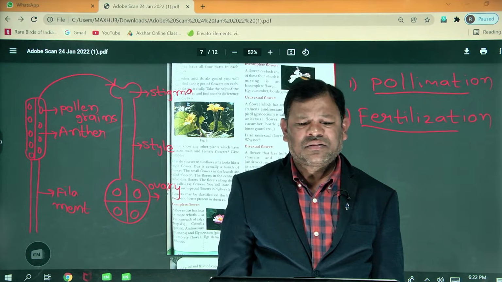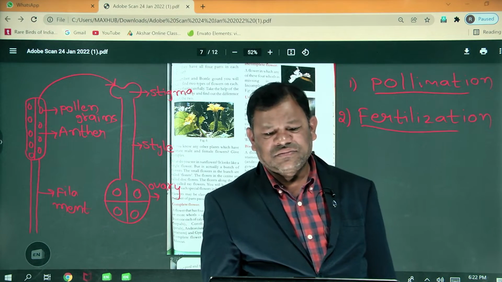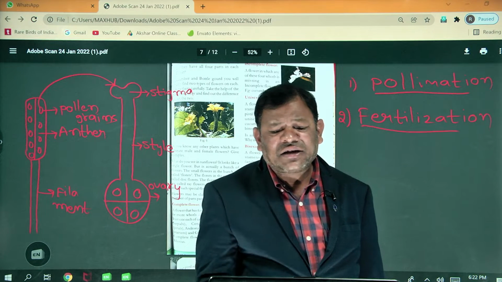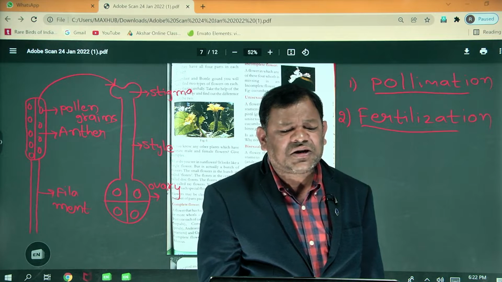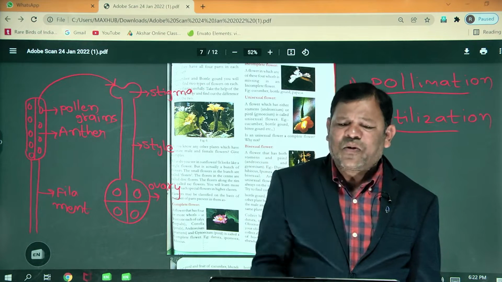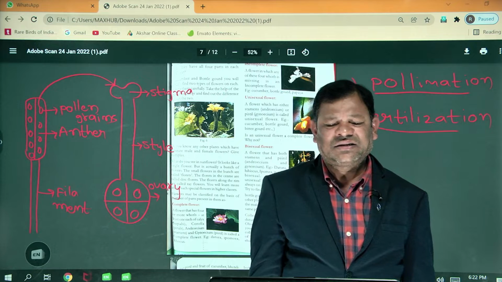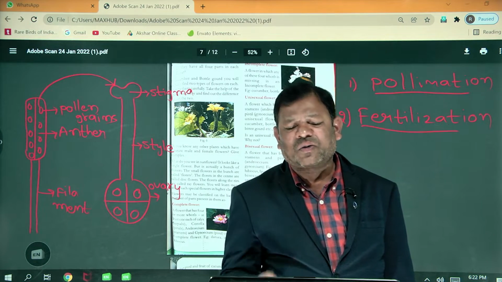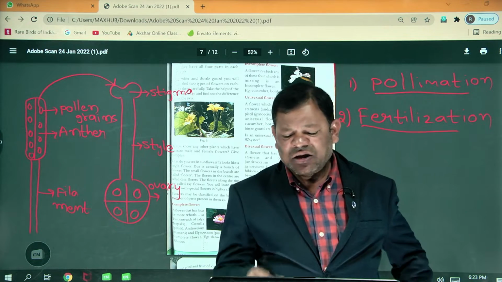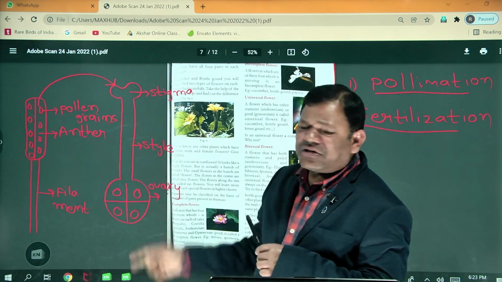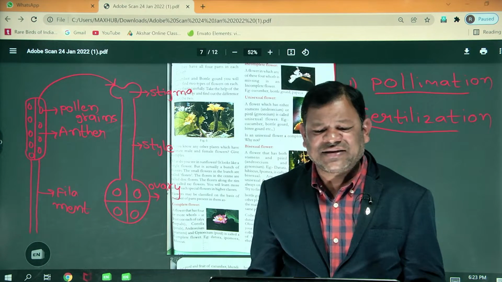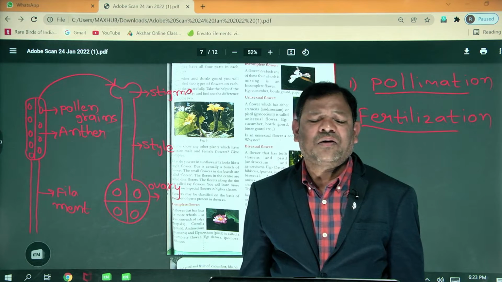Chaitanya? Yes, sir. Pollen grains reaching from the anther to the stigma is called pollination. In pollination, again two types are present. One is self-pollination and another one is cross-pollination. What is the meaning of self-pollination? In self-pollination, like bisexual flowers, both the male reproductive parts and female reproductive parts are present within the same flower. So in such types of plants, the pollen grains reach from the anther to the stigma of the same flower, of the same species. That is called self-pollination.